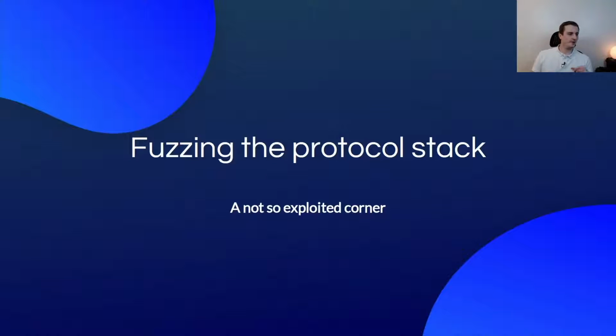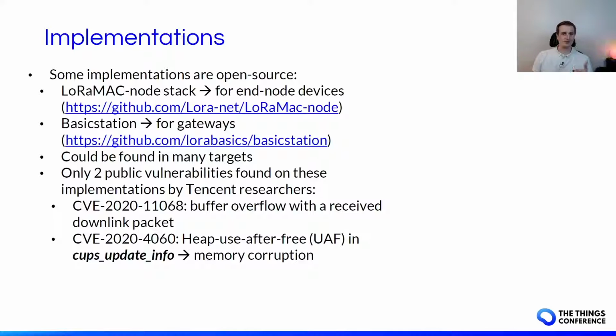Now let's talk about an important part, which is fuzzing the protocol stack. It can be interesting because some implementations use open source stacks, for example the LoRaWAN stack, and there's also Basic Station for the gateways. Also, what is interesting is that very few vulnerabilities have been published on that stack.